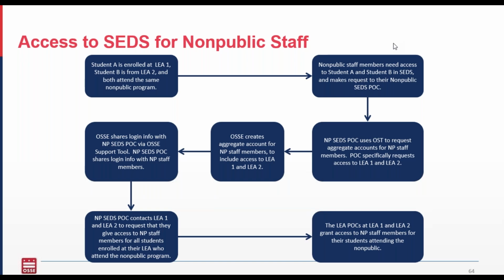We're going to start with student A, who's enrolled at LEA number 1. And then we also have a student B that's from LEA number 2. And they're both attending that same non-public program. So we're just going to talk about how access is given. Now, the non-public staff members are going to need access to student A and B in SEDS, right? They're both attending that same non-public. And they're making their request to their non-public SEDS POC.